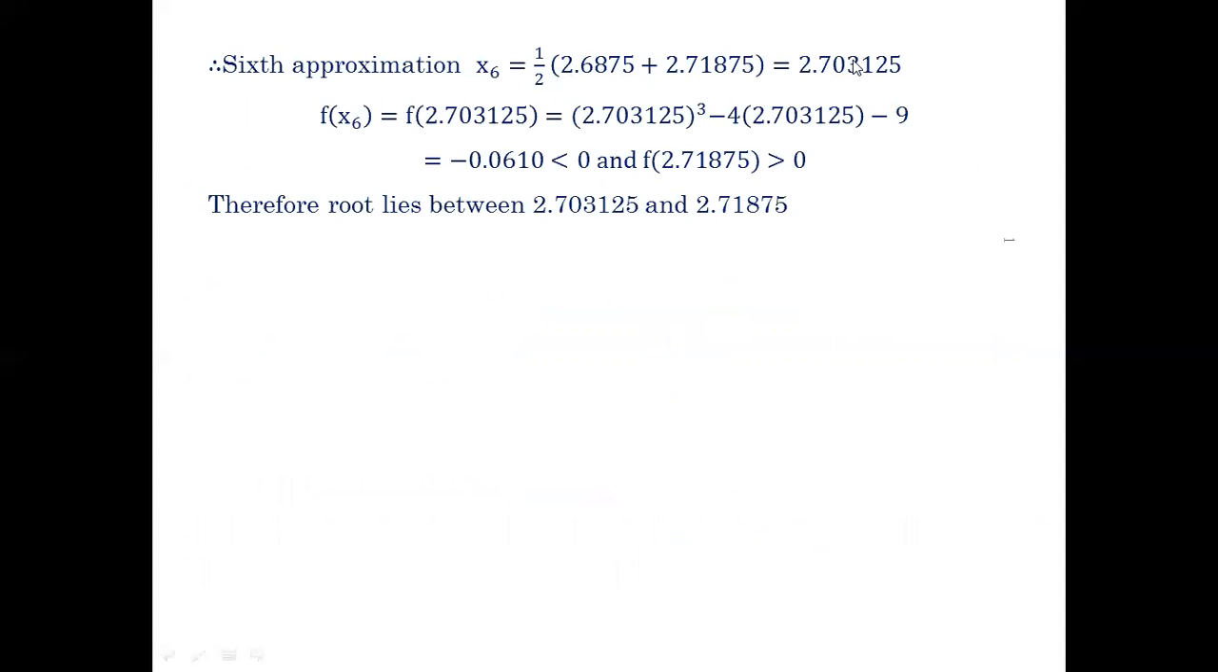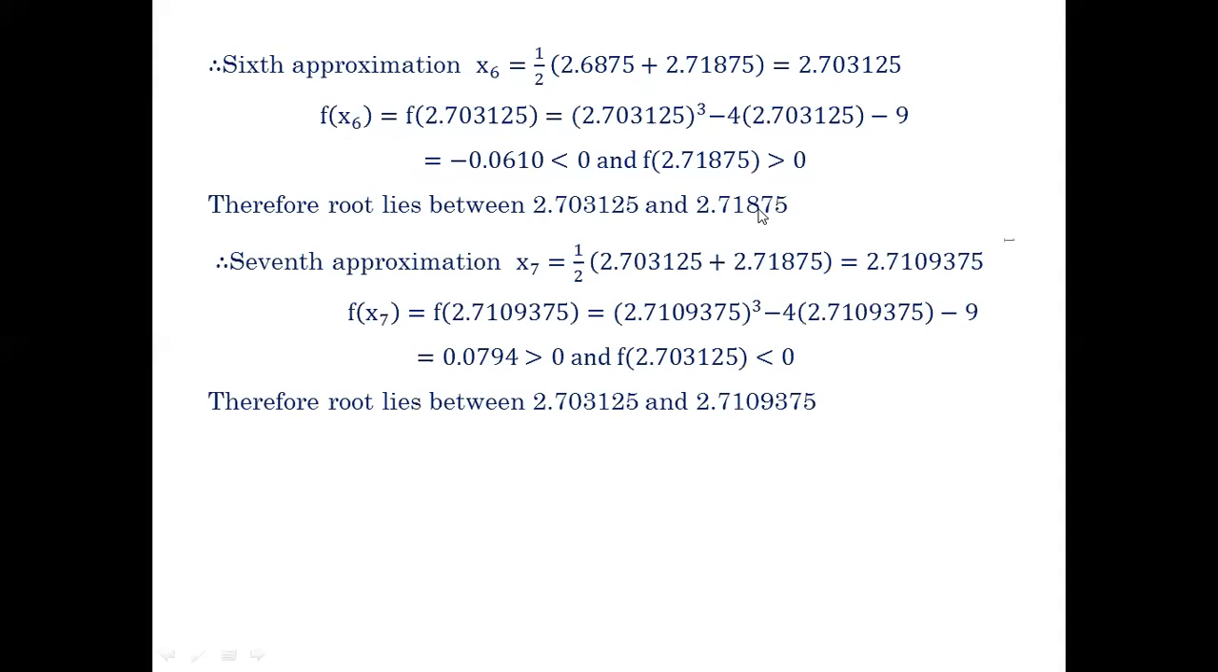equal to 2.703125. Then you find f(x6). x6 is 2.703125. Substitute in the x cubed minus 4x minus 9. That is 2.703125 cubed minus 4 into 2.703125 minus 9, which is equal to minus 0.0610, less than 0. And f(2.71875) is greater than 0. Therefore, the root lies between 2.703125 and 2.71875. Therefore, the seventh approximation x7 equals 1 by 2 (a plus b). A is 2.703125 plus 2.71875 divided by 2, which gives 2.7109375.